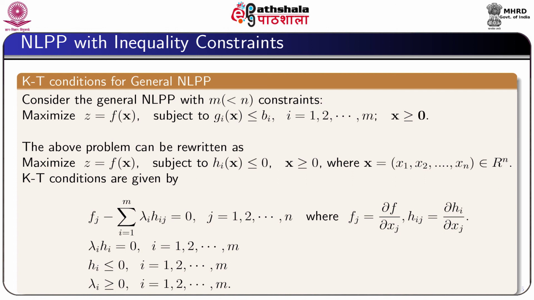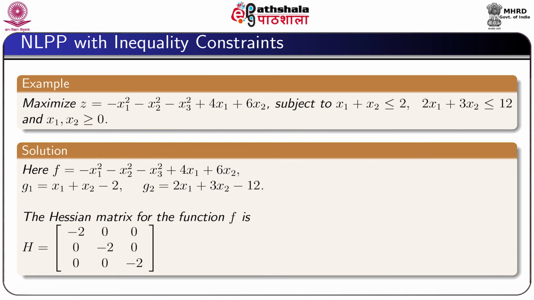We have some other conditions: lambda_i h_i equal to 0 for i equal to 1 up to m, h_i is less than equal to 0 for i equal to 1 up to m, and lambda_i is greater than equal to 0 for i equal to 1 up to m.